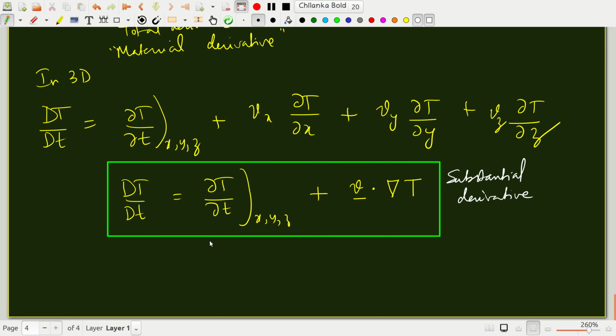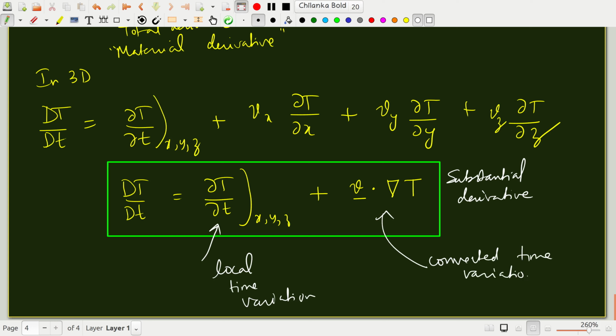Now this is called the local time variation at a fixed point in space. This is called the convected time variation, because while the fluid is flowing, it can move from regions of higher temperature to lower temperature, vice versa, and that also results in the change in temperature of a given material particle. That is the convected rate of change. I hope this is clear to all of you. This is a very fundamental idea in all of fluid mechanics and transport phenomena, and this comes directly as a consequence of multivariable calculus.